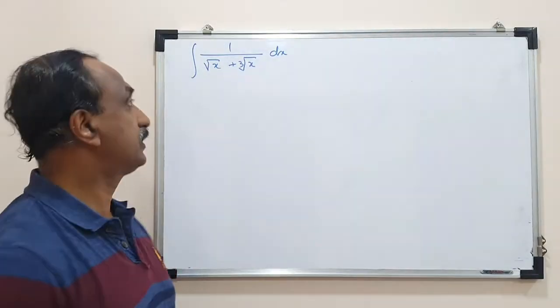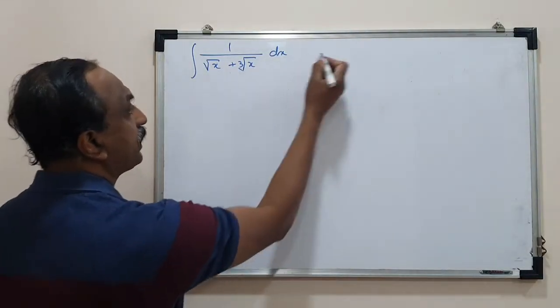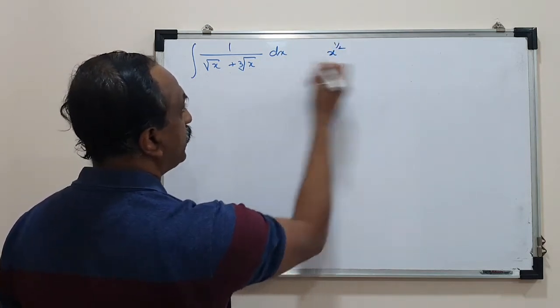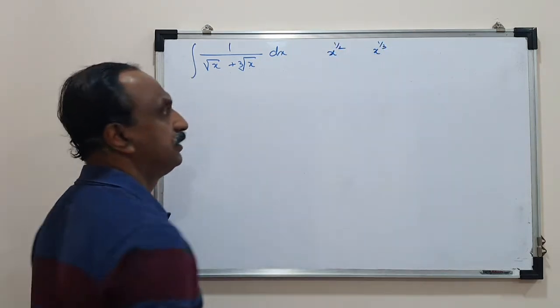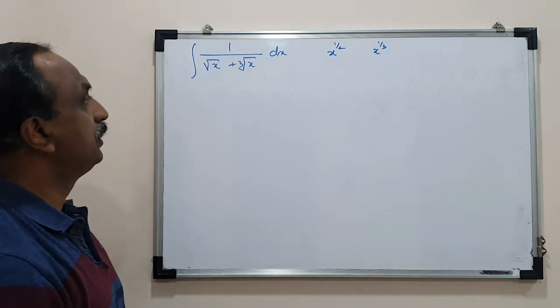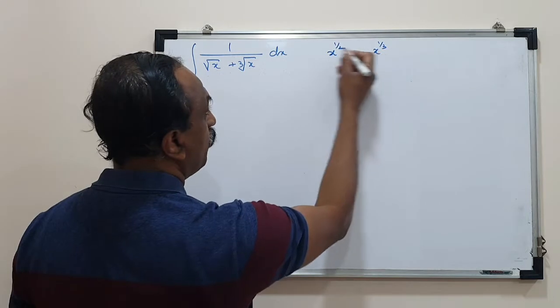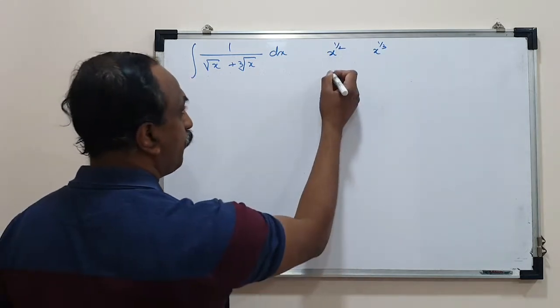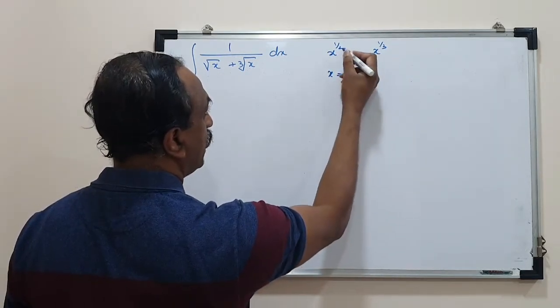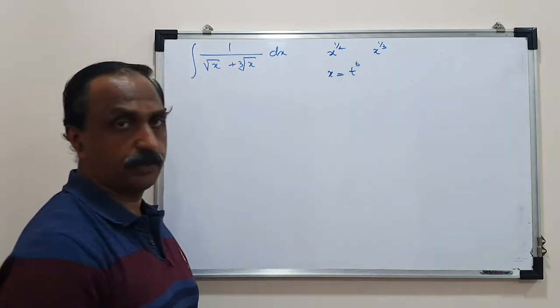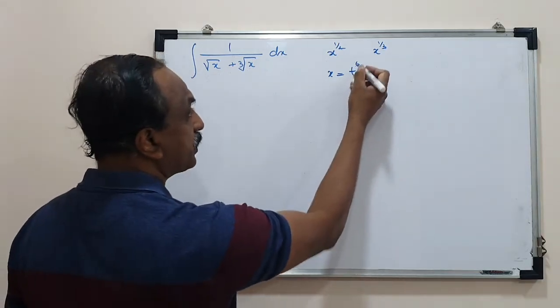Look at the separate one. I have one term with x power as 1 by 2, another term with x power as 1 by 3. Now such a type of function, it is difficult for me to integrate. So what I do is, I look at the LCM of 2 and 3. So I put x as t raised to 6, the least common multiple of 2 and 3 is 6. So I put x as t raised to 6.